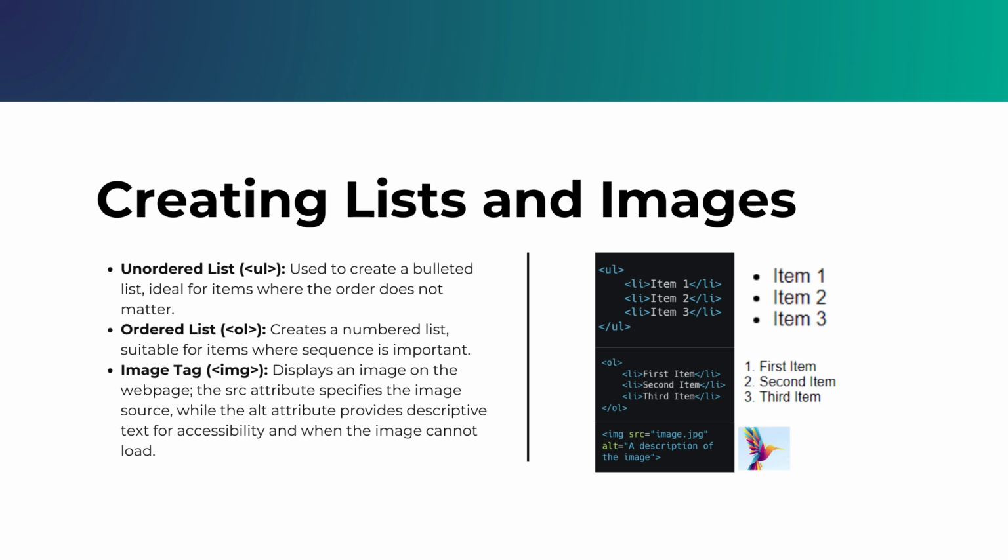In this case, 'image.jpg' is the file path, and the alt attribute provides a description of the image. This is important for accessibility, ensuring that users who can't see the image, for example, visually impaired users using a screen reader, can still understand the content. The alt attribute is also helpful for search engines to index your images.